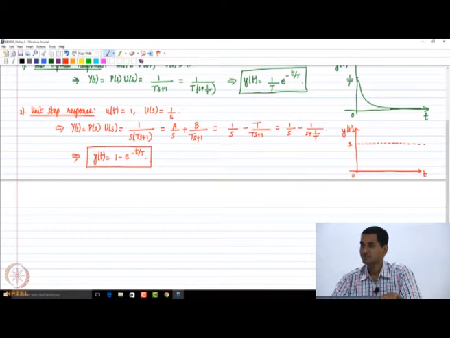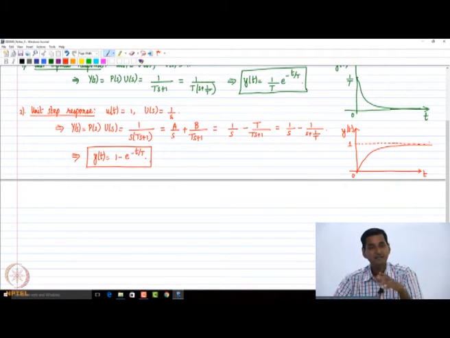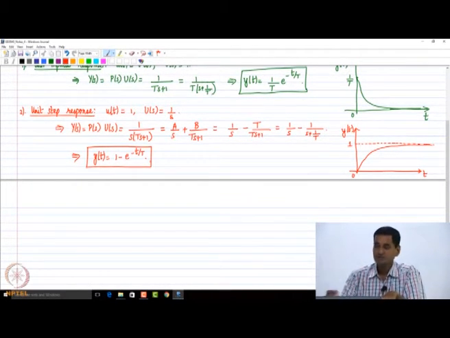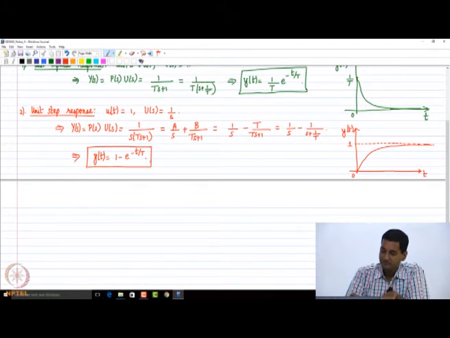So the initial value is 0, as you can readily observe, and what's going to be the profile of y of t? It's going to increase from 0 and just go to 1 as t tends to infinity. Okay, so that's the unit step response. There are a few observations that one could make from the unit step response.